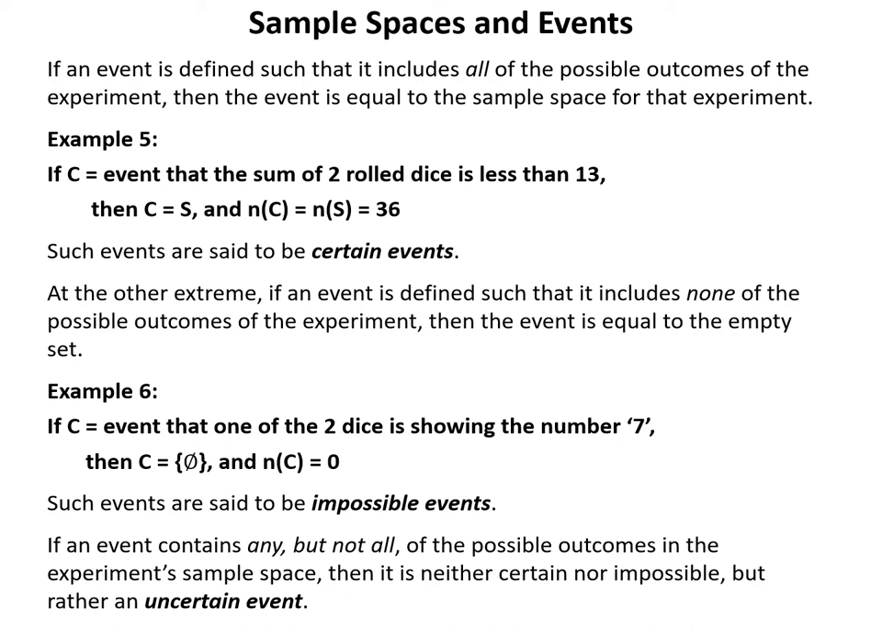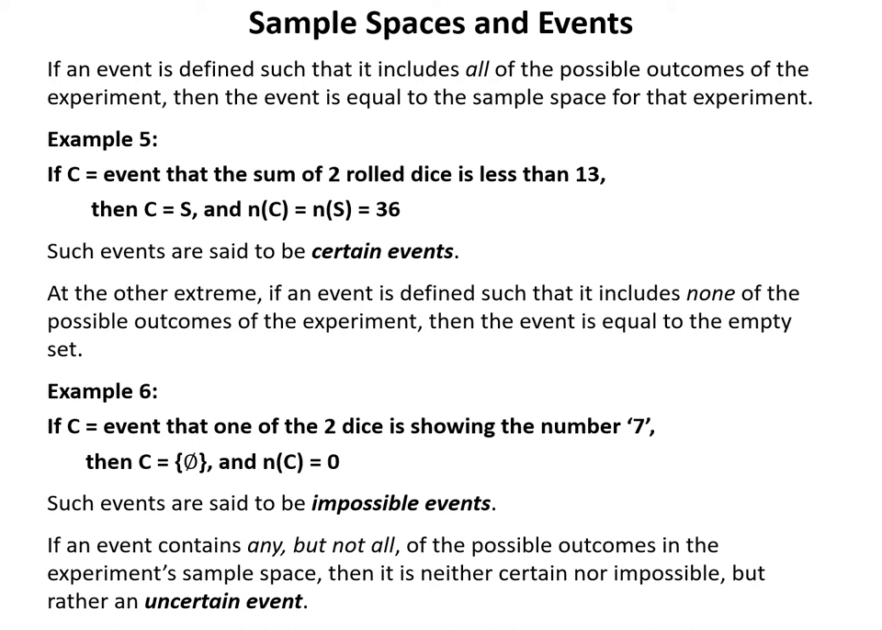Now, such events are said to be certain events, because if the experiment is that we roll 2 dice, then we are certain that the sum will be less than 13. There's actually no uncertainty there. At the other extreme, if an event is defined such that it includes none of the possible outcomes of the experiment, then the event is equal to the empty set. So in example 6, if we define C as the event that one of the 2 dice is showing the number 7, since each die only goes from 1 through 6, that would be impossible. So in this case, the event C is just the empty set, and the number of elements in C would equal 0. Such events are said to be impossible events because they can't actually occur.